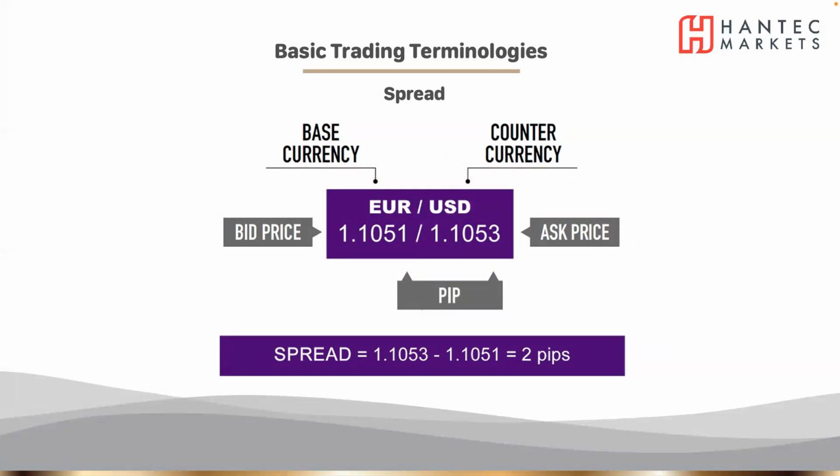Putting it very simply, the spread is the difference between the buy and the sell price, bid and ask price. You notice that there are 2 numbers here, 1.1051, 1.1053. There is a difference of 2. As we mentioned before, Euro USD moves on the 4th decimal place, right? So this one and then this 3, there's a difference of 2. There's a 2 pip spread on Euro USD.